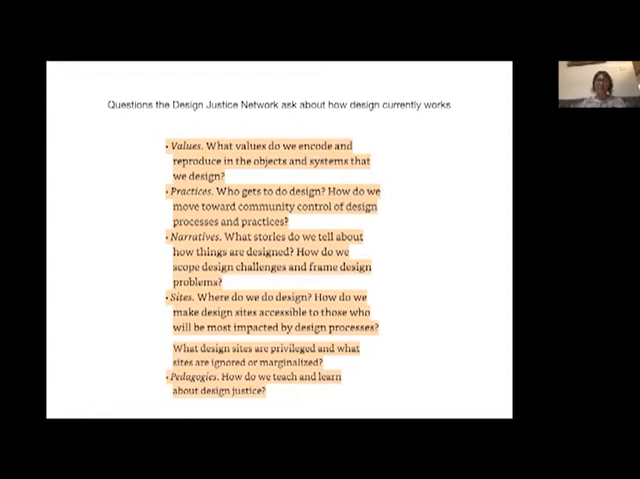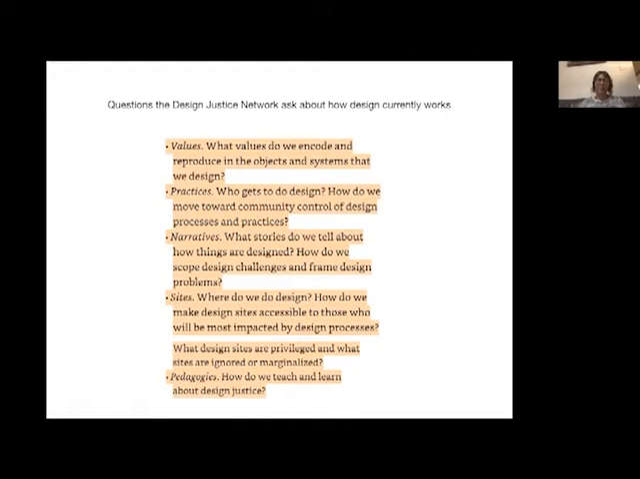Practices, who gets to do design? How do we move toward community control of design processes and practices? Narratives, what stories do we tell about how things are designed? How do we scope design challenges and frame design problems?